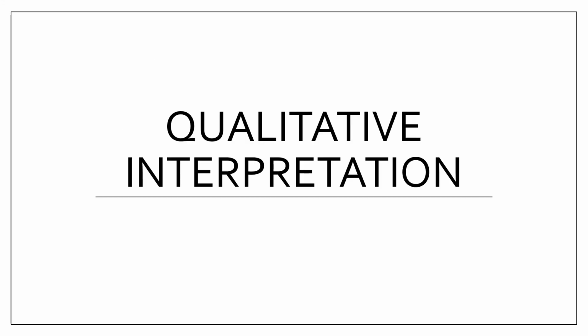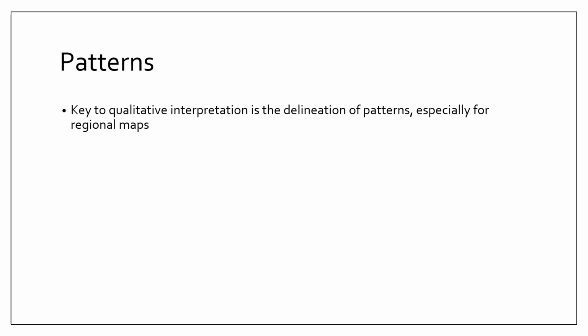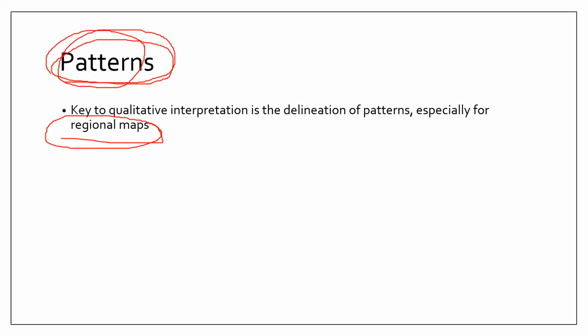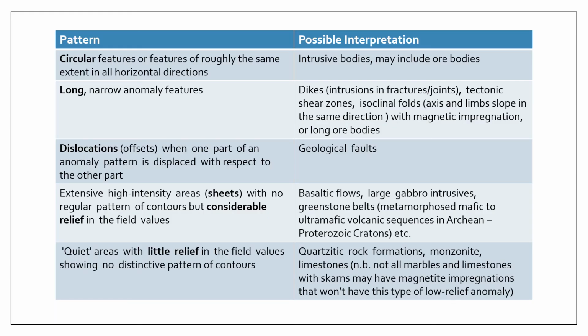Okay. Now let's talk about qualitative interpretation. Qualitative interpretation is very useful for regional mapping, and it all hinges on your delineation and recognition of patterns. What we have here is a summary of the patterns, the descriptions of patterns, what they might look like, and the possible interpretations of those patterns. Okay, you have circular features, which can be interpreted as intrusive bodies or even ore bodies. You also have long or elongate features, which could be dikes or intrusions and fractures in joints, tectonic shear zones.